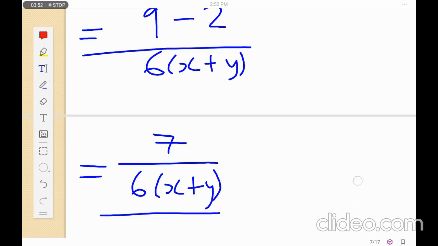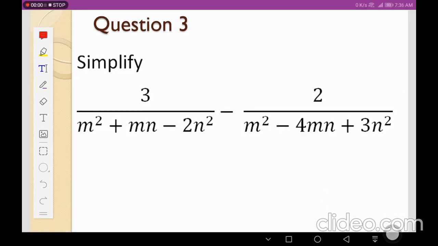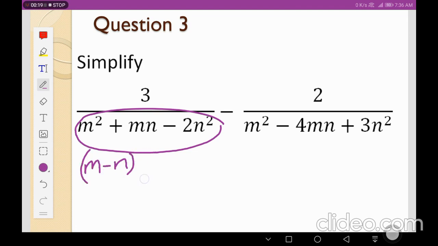Now let's go on and have another question. Let's look at question number 3. For question number 3, we look at the factors that we have for this one. If I factorize this one, I can have factors (m minus n) and (m plus 2n). These are the factors that I'll have for this one.